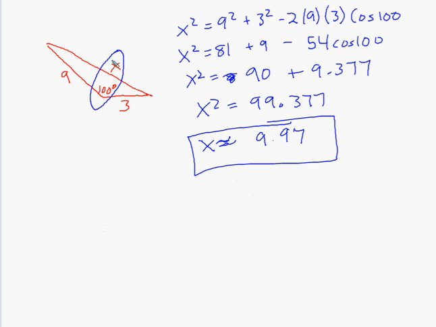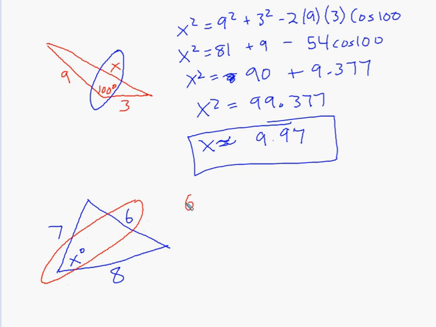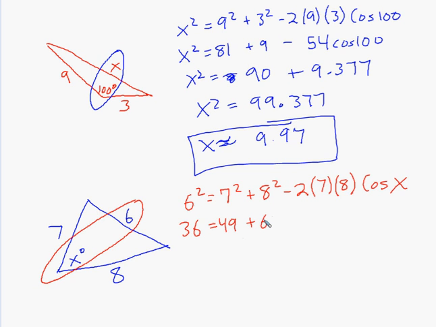Yay. Okay, sometimes we're looking for the angle. So I don't know how this will come out. Okay, so 6 squared equals 7 squared minus 2... Now I'm looking for the angle, so that tells me I'm going to need to use an inverse. So 6 squared is 36, 49 plus 64 minus 14 times 8, so minus 112 cosine x.